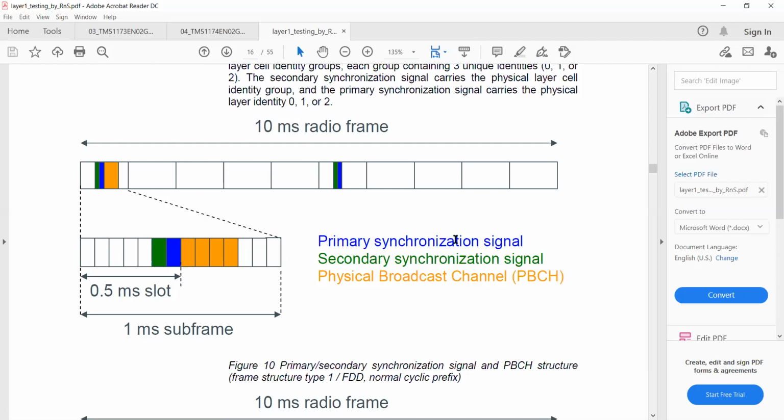So these are primary synchronization. Secondary, I will tell you when we start the attach procedure. So these are for interview purposes only. Can you repeat this once again? The 0.5 ms slot.